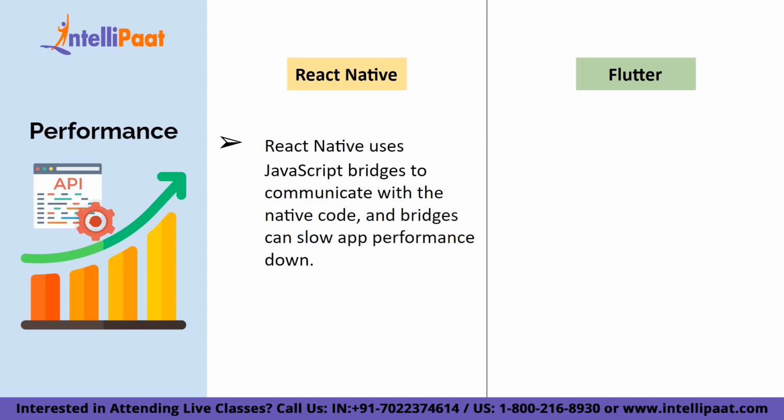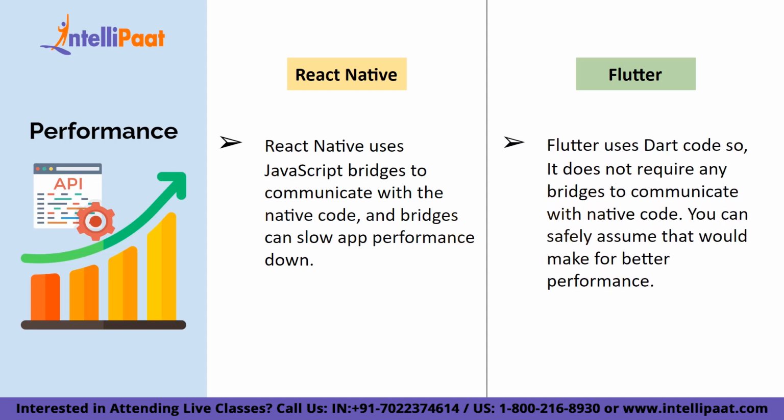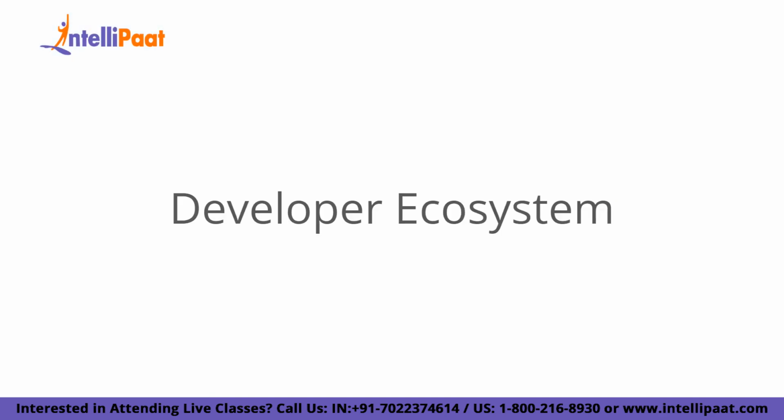React Native uses JavaScript bridges to communicate with the native code, and bridges can slow down app performance. The Dart code used by Flutter is directly translated into C, which is as near to native as you can go. It does not require any bridges to communicate with native code. You can safely assume that would make for better performance.